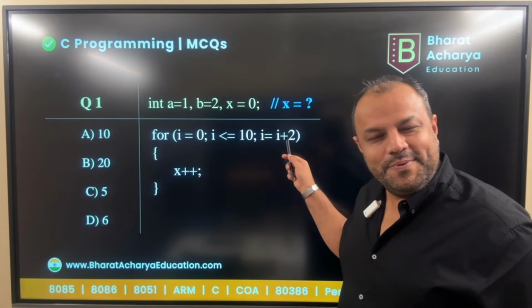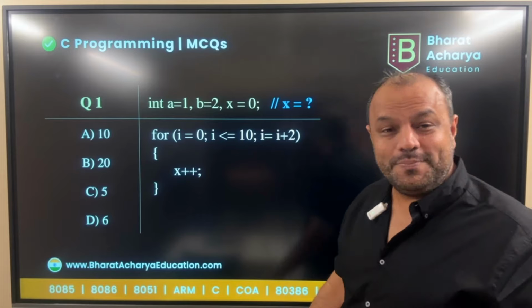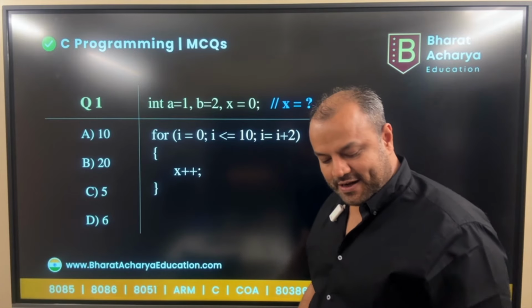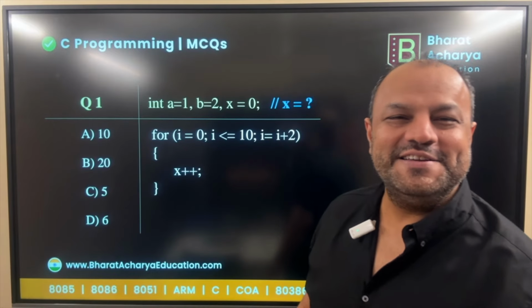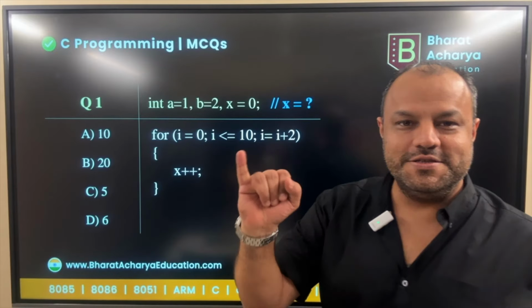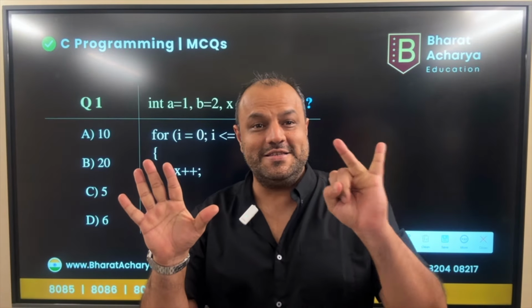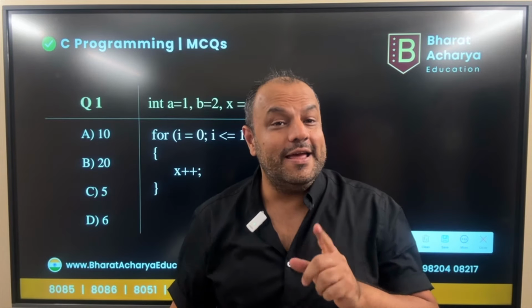And if this was I plus plus, not I plus 2, just normal I plus plus, then how many iterations would you get? 10, 9 or 11? I've changed the question. Come on, how many iterations would you then get? 11 iterations, because 0 all the way up to 10: 0, 1, 2, 3, 4, 5, 6, 7, 8, 9, 10, which means you would get 11 iterations.